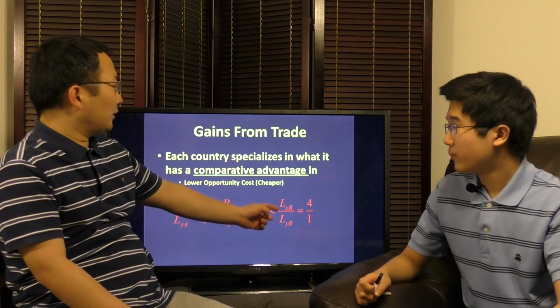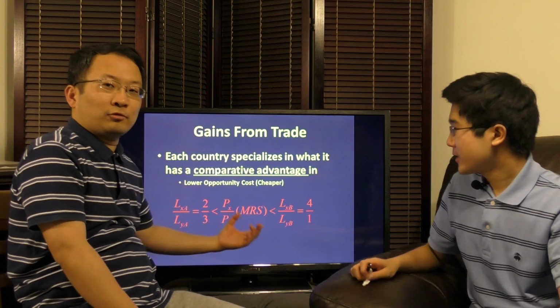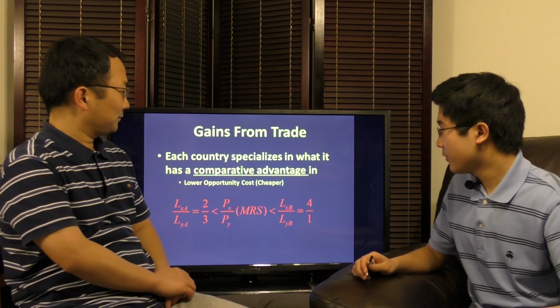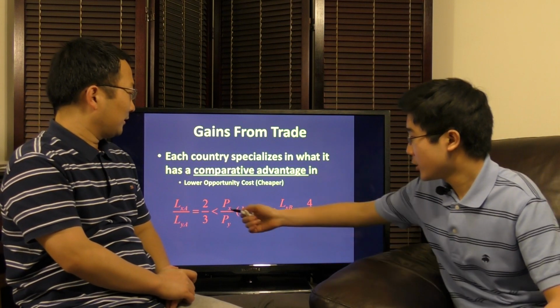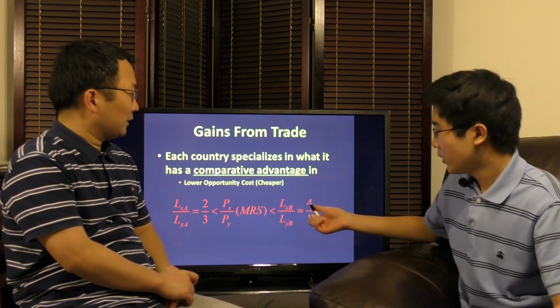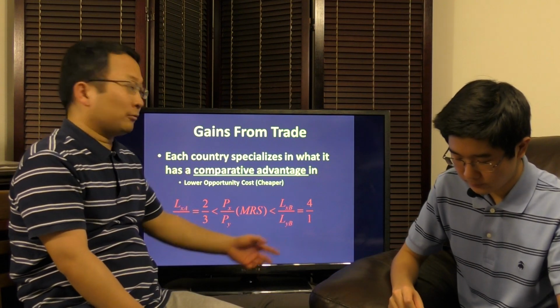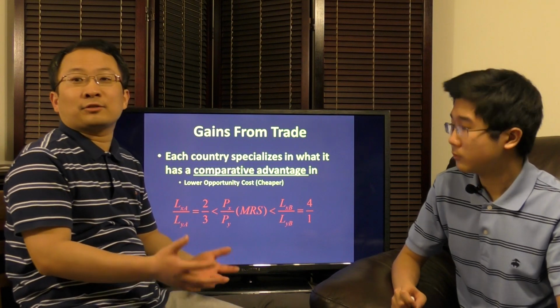Okay, so that means they have a basis for trade. Their relative MRS is basically between 2/3, the relative opportunity cost for good X for country A, and 4, which is relative for country B. And PX over PY could be any number between, which could be the result of their negotiation.